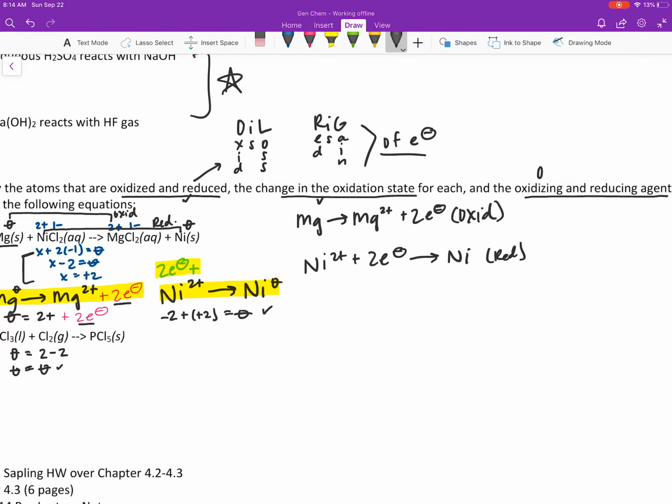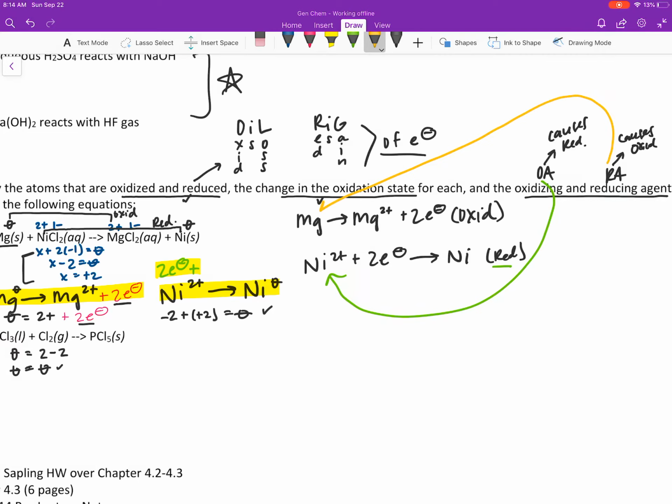Now the thing that makes this confusing is we want to just pair up oxidation and reduction, but we can't do that because the oxidizing agent causes reduction and the reducing agent causes oxidation. So in this case, because that's true, my oxidizing agent is what causes reduction. And my RA, my reducing agent, causes oxidation.